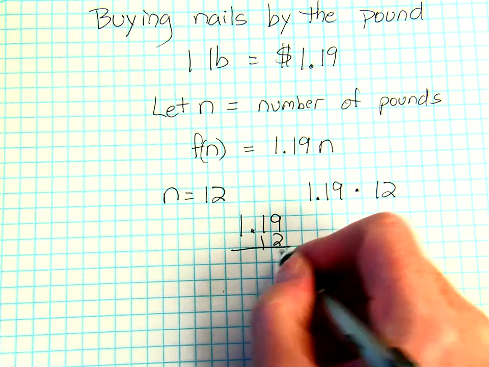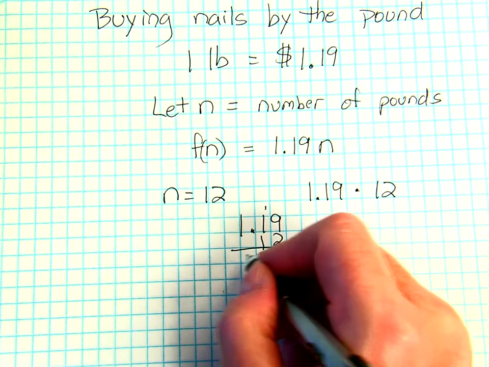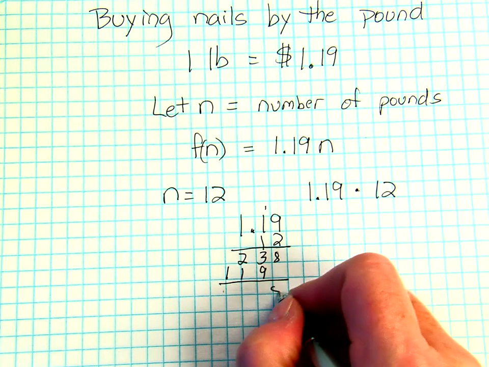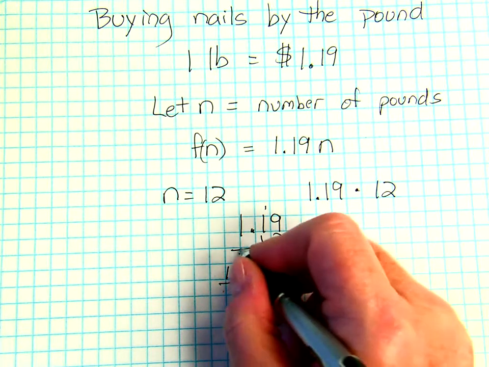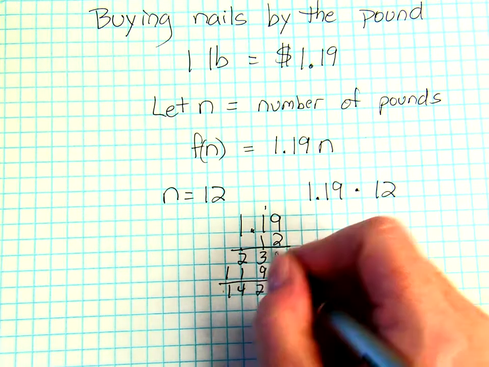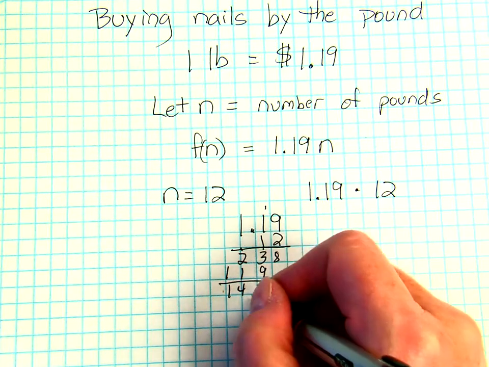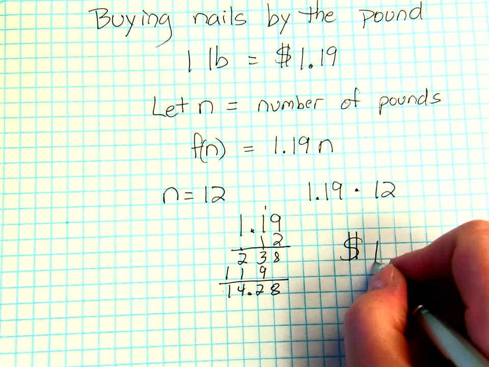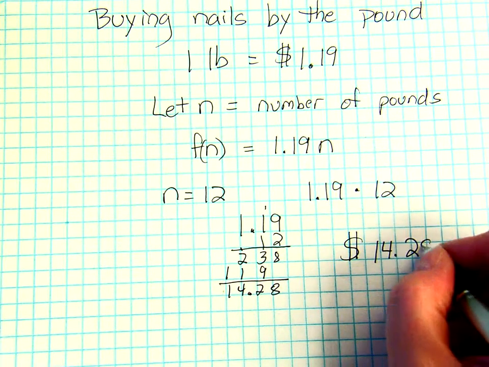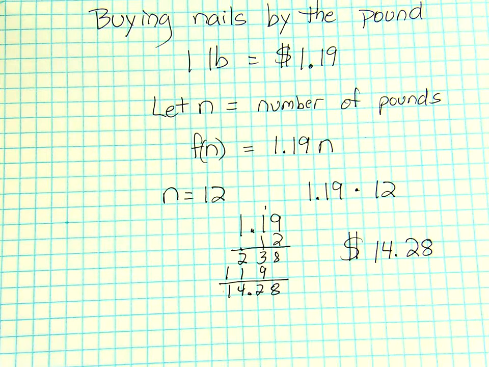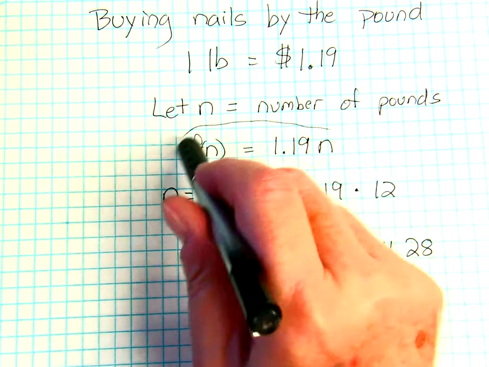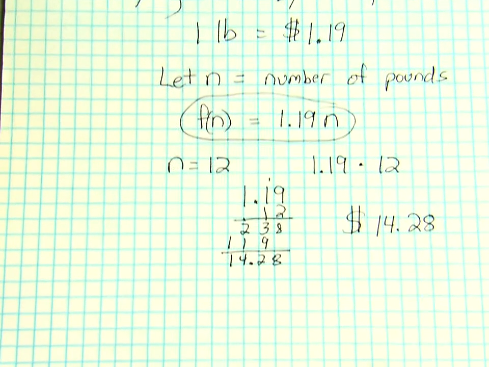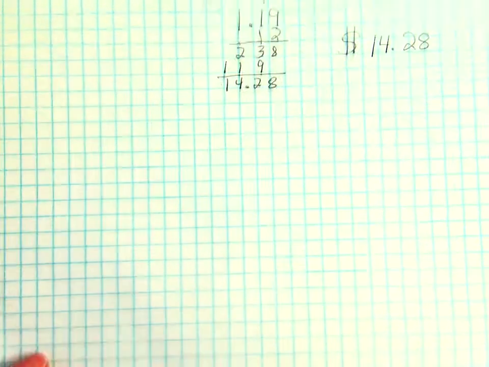1.19 times 12. And I get 18, 2, and 3. That's 2, and then 9, 1, and 1. And add them together. 9 and 3 is 12. 2, 3, 4, and 1. And 2 decimal places. And so my answer comes out to $14.28. Okay, so this is the rule that we're looking at building right now. Okay, so let's look at one more problem.